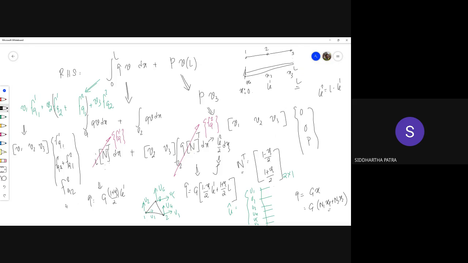Again, if you think about it, if I only had one element, this would be the force vector due to the distributed load, and this would be the force vector for the second element. They just get combined for the degree of freedom which has been shared between two elements. So they just have an overlap at the degree of freedom that is shared between two elements. That is the U2.